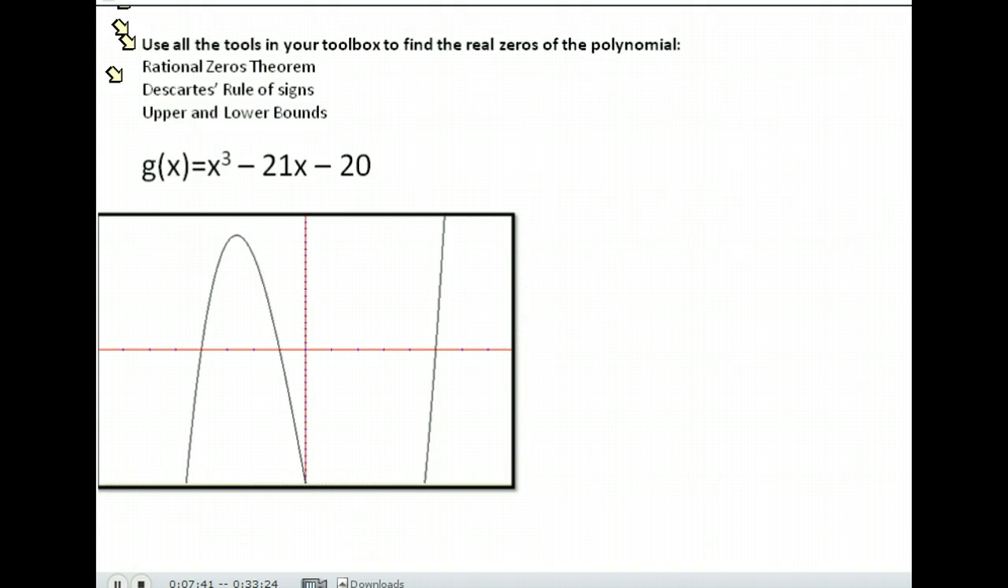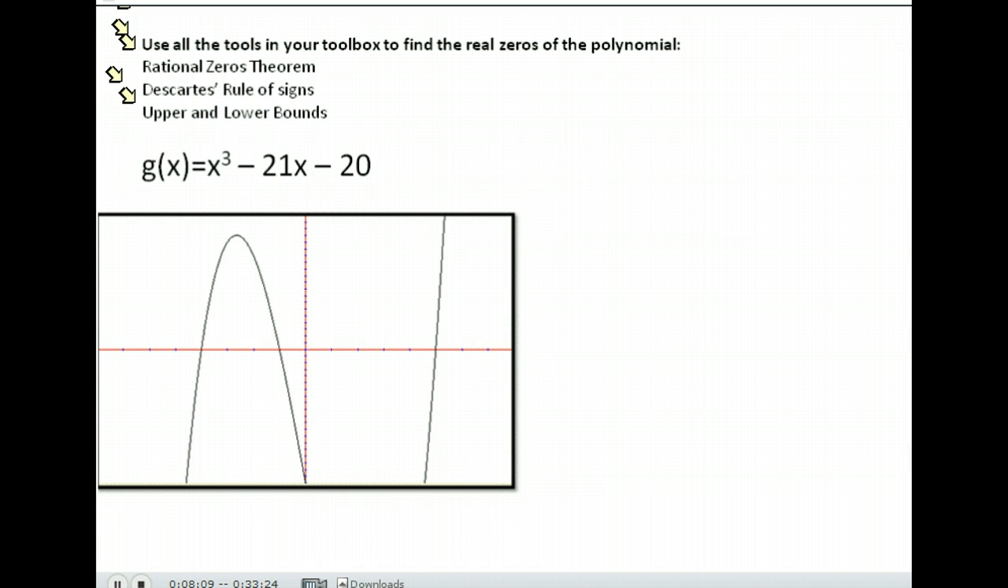Descartes' rule of signs is a tool that tells us how many possible positive and negative real zeros there are, but it's still kind of sketchy, just gives us a little better idea. And upper and lower bounds, as you're doing your synthetic division, the upper and lower bounds can be found, so you know when to stop going higher or when to stop going lower with your numbers when you're guessing and checking. Okay, those are things that are in our toolbox.